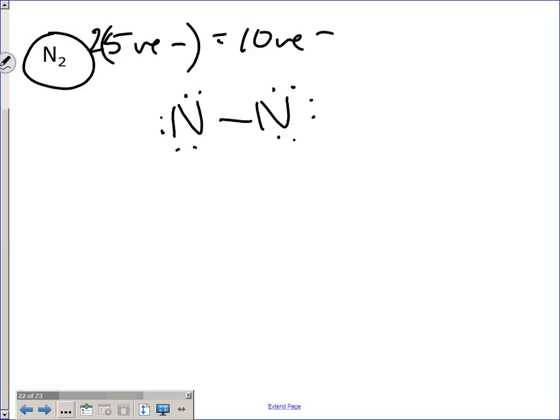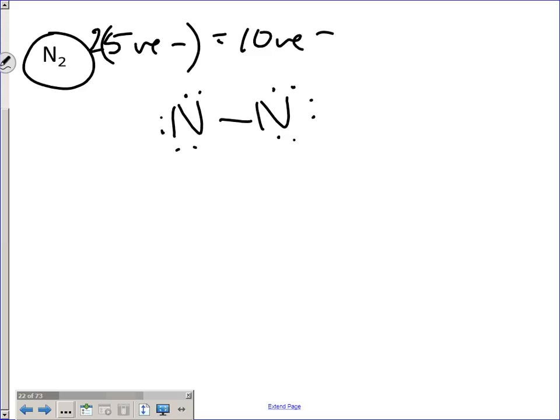How does that look to you guys? Too many, right? So this is your thought process. You're like, I have to give everybody octet. So you do. 2, 4, 6, 8, 10, 12, 14. 14 are on this structure. How many should I actually have? 10. So remember they're covalent. What can I force them to do? So share more, right? Do more bonded pairs versus lone pairs.